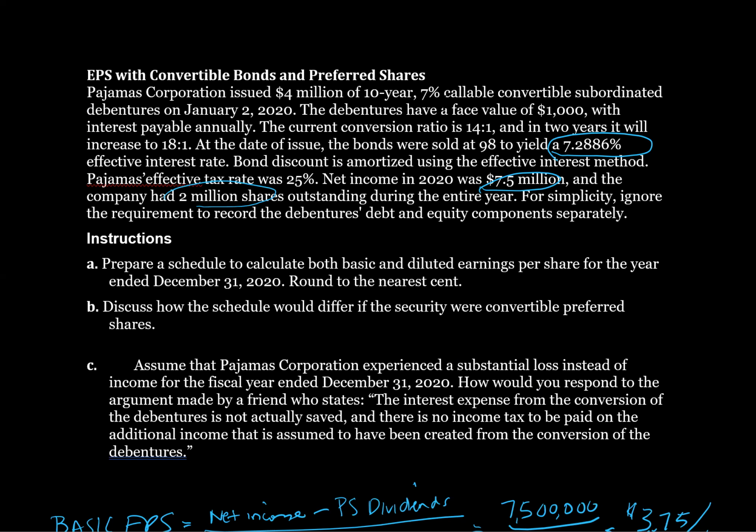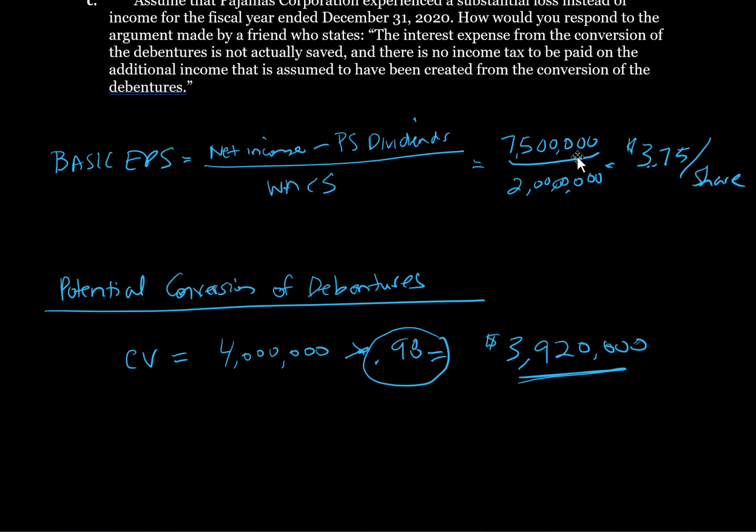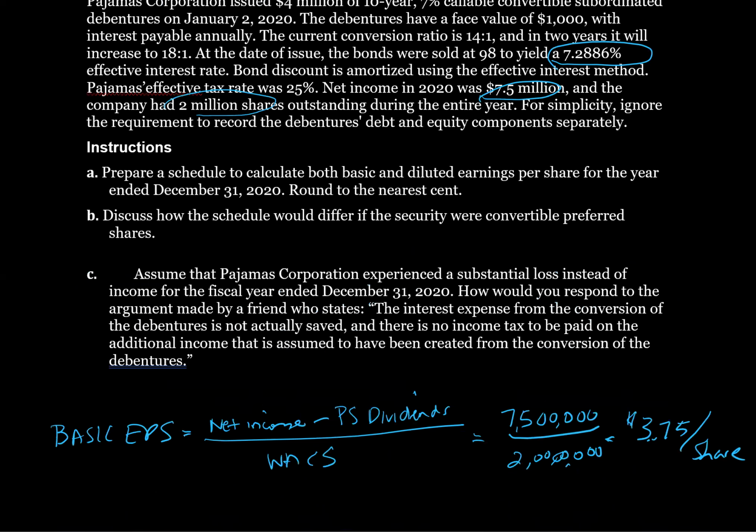And if you recollect from our previous chapter on bonds, that is the amount of cash that the investor receives, but the interest expense also takes into account the fact that we need to increase the value of those bonds on our statement of financial position back to the 4 million at the face value. So we're also amortizing through that discount. They've given us the effective interest rate, and this is what we're going to use to calculate the interest expense, which is the number that we need for the potential conversion of the bond on our income statement. So we're going to multiply this carrying value times the effective interest rate, which we were told, which is 7.2886.